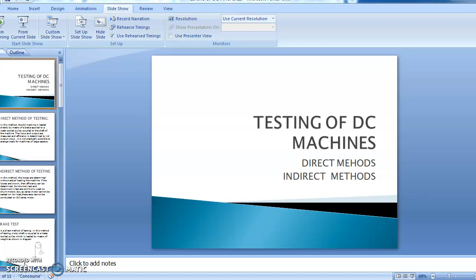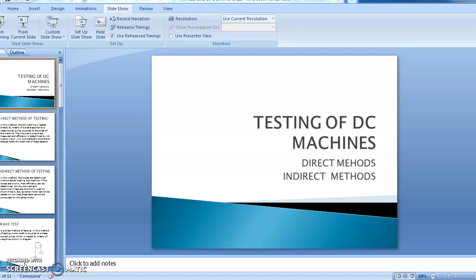It's a very important factor, because without knowing the efficiency of the machine, you cannot use it for different application purposes. By testing the DC machine, we can know the input power, output power and different types of losses which occur in the machine, and correspondingly from there we can calculate the efficiency of the system.